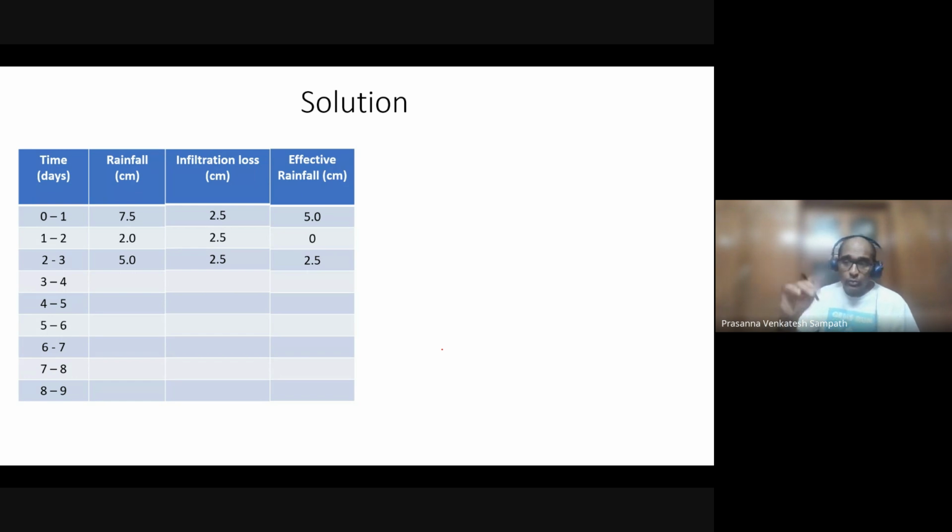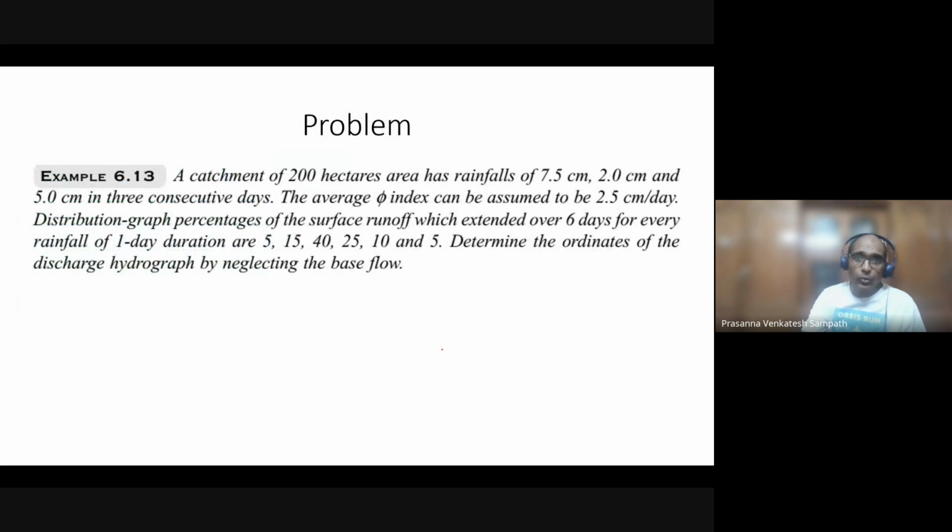Okay, now let us go back to the problem statement and look at what is given to us. The distribution graph percentages of the surface runoff, which extended over 6 days for every rainfall of one day duration. So if I get some amount of rainfall on the first day, I produce runoff for about 6 days, right? So if I get rainfall for one full day, it produces runoff for 6 days.